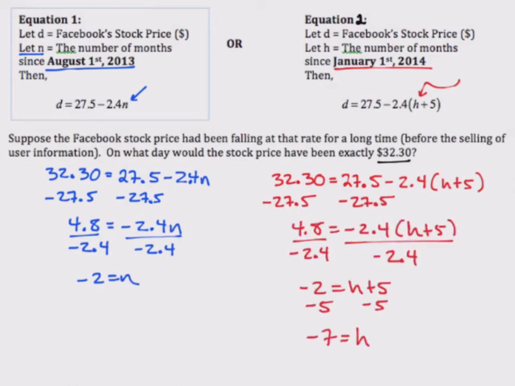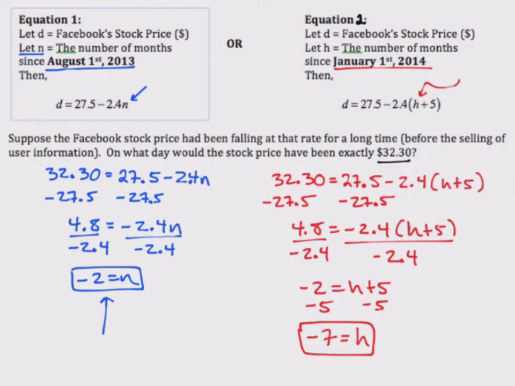So when we solve these two, we find that N equals negative 2 and H equals negative 7, but right now that doesn't have any kind of real world meaning. What does that mean? Well, it means that according to our model, we suspect that 2 months before August 1st, 2013, the stock price should be exactly $32.30.